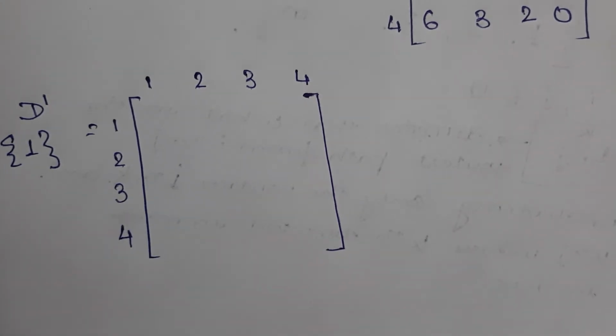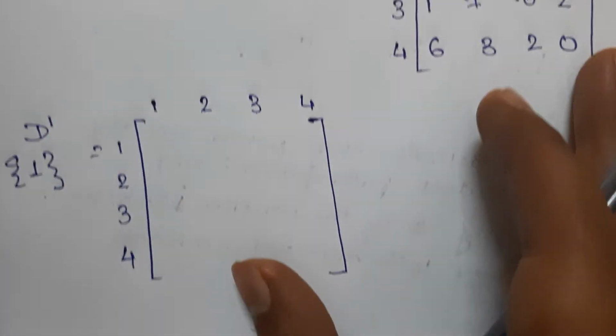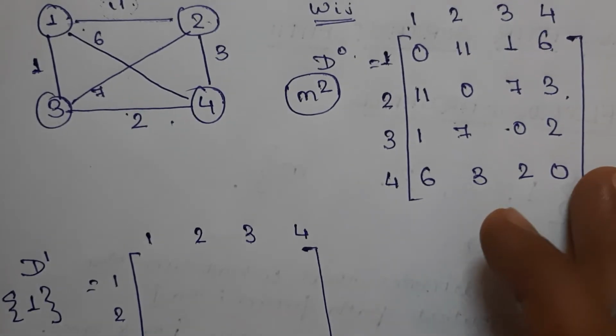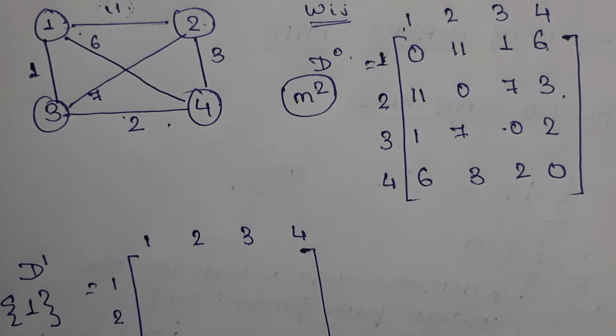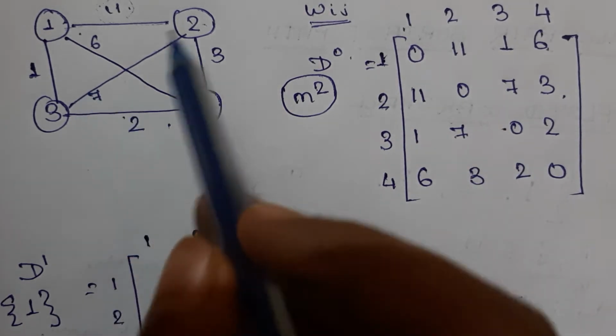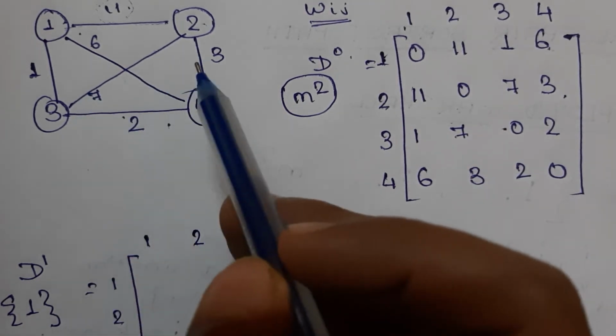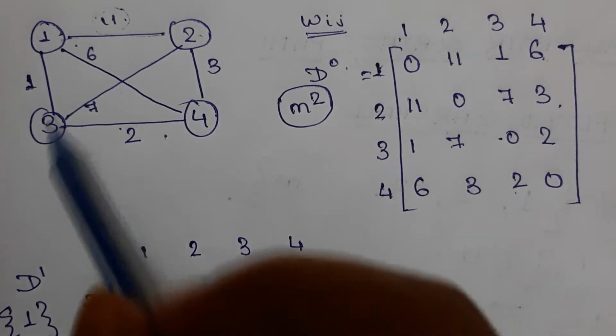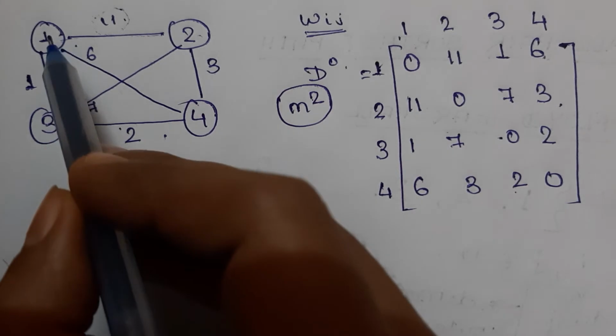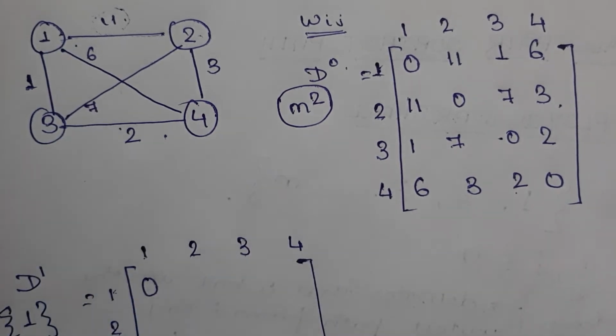These are our vertices. Now 1 to 1, there is no cycle, right? You can derive this from this also and this also. I will use the graph because it is a bit easier for me. You can use this also. Okay, so 1 to 1, as there is no self loop, it will be 0, right?